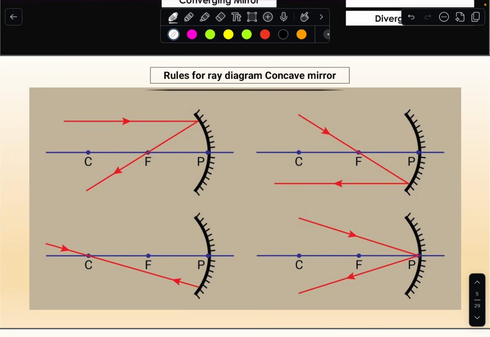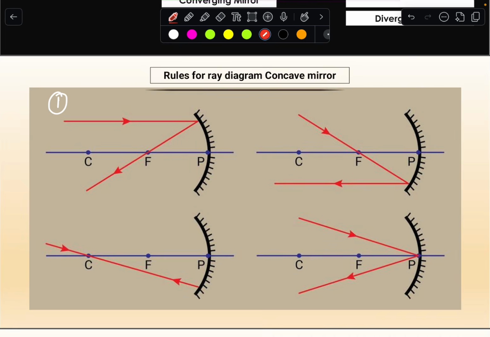Now we have to study ray diagrams. Why ray diagrams? To make image formation we have to study ray diagrams. We have 6 cases for concave and 2 cases for convex. For making an image we need the intersection of two rays, which means for making any image we have to apply 2 rules.